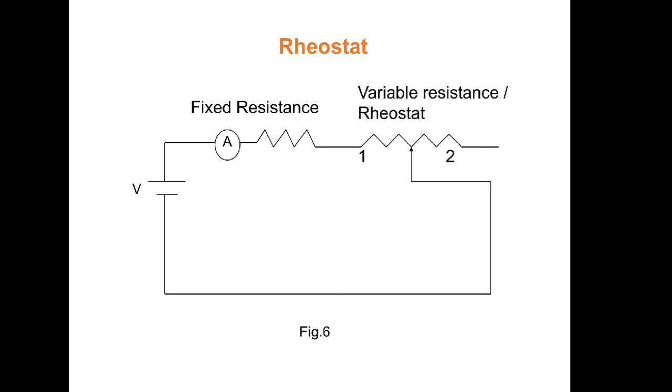Suppose this variable sliding contact is at 1, then no resistance will be connected in the circuit. The second resistance is not connected in the circuit. Only the fixed resistance is connected. Suppose this variable sliding contact is at position 2, then the maximum amount of the variable resistance is also connected. Therefore, this resistance also comes in series with the fixed resistance value.